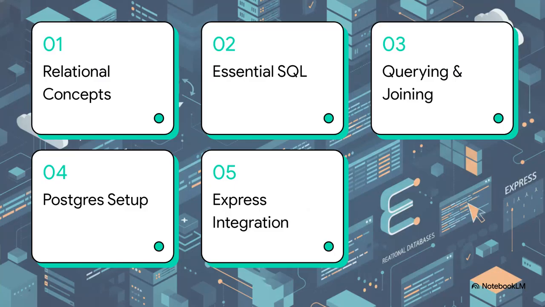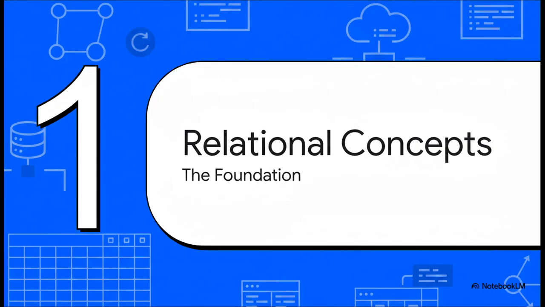Okay, here's our roadmap. We've got 1. Relational concepts, 2. Essential SQL, 3. Querying and joining, 4. Postgres setup, and 5. Express integration. This layered foundation is going to guide us logically from the abstract concept of tables all the way to a practical working backend.